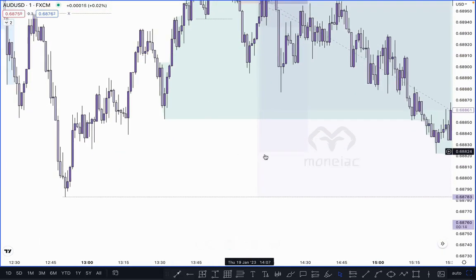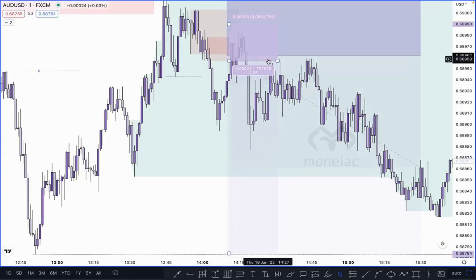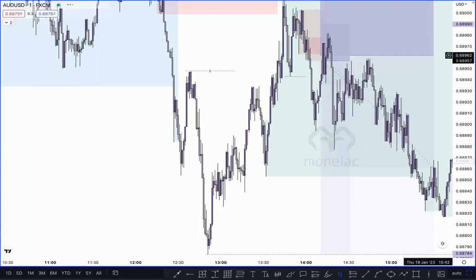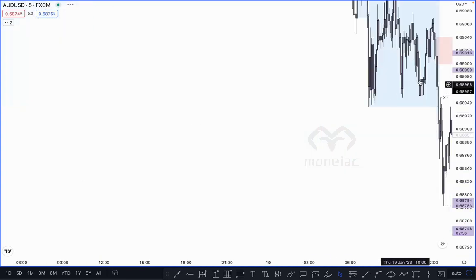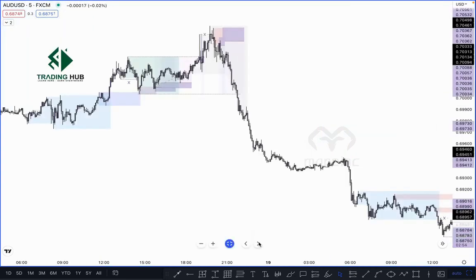The target is the same, the previous major low, which is here. And that time is almost 8 hours in one session, the London session. Now switch again to a 5-minute time frame. So let's see what's happening here.